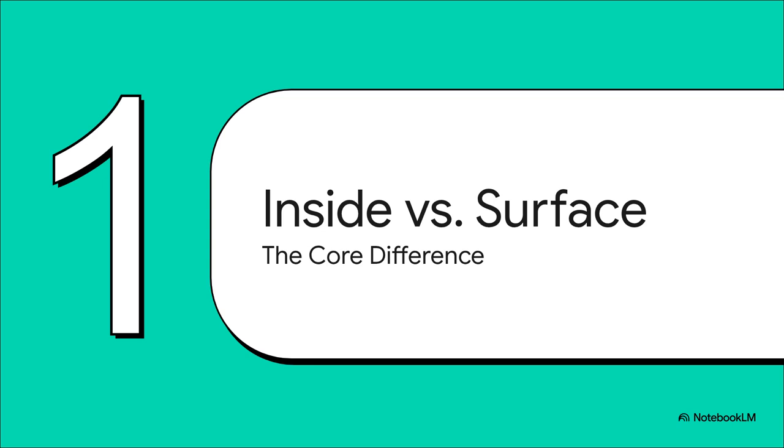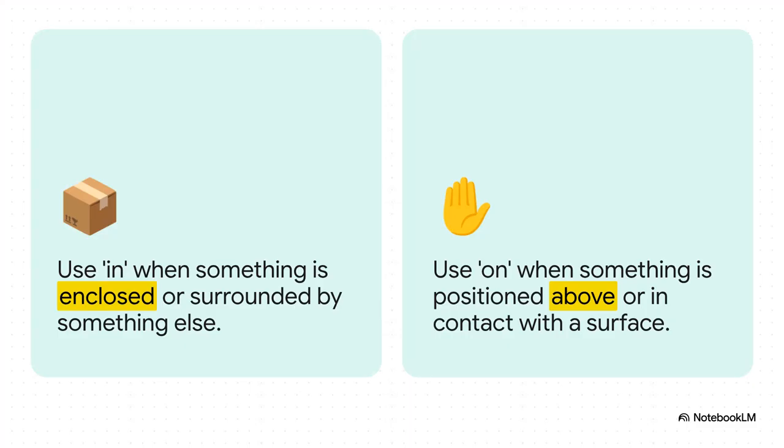So here's the crucial point. There is one simple rule that can help you get this right almost every single time. Let's dive right into it. It all comes down to a very simple visual idea. Are you talking about something being enclosed, or are you talking about a surface? In is for being inside something with boundaries, like being in a room. And on is for when something is touching a surface, like a book that's on a table.